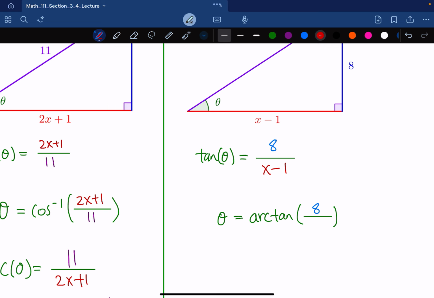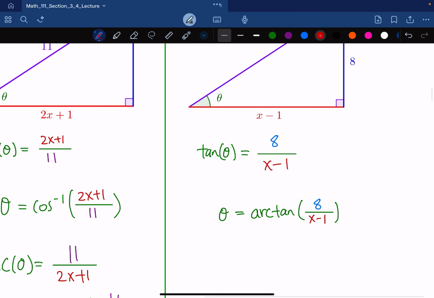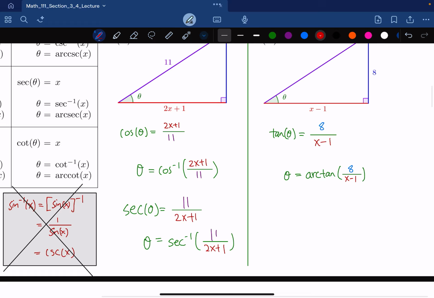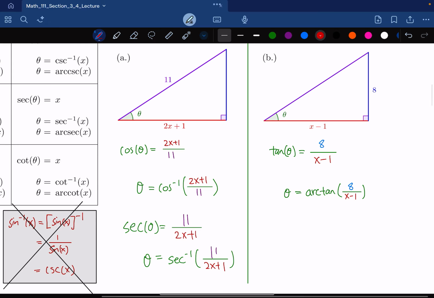Again, I'm only using the arc notation here just so I can get you comfortable with both notations. Feel free to use the inverse notation just the same. Okay, so that is the answer for both of these. Really not too bad. It just gave you some practice on rewriting your trig functions basically using inverse trig functions.